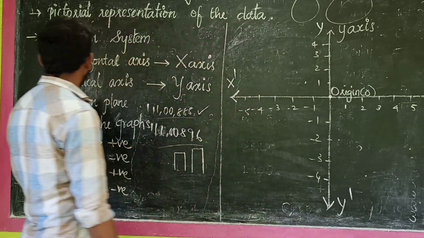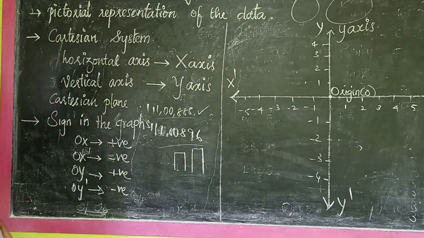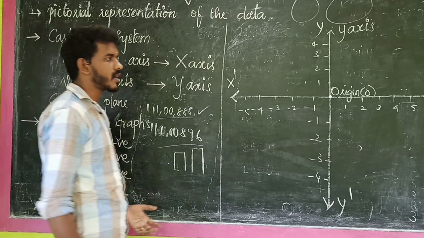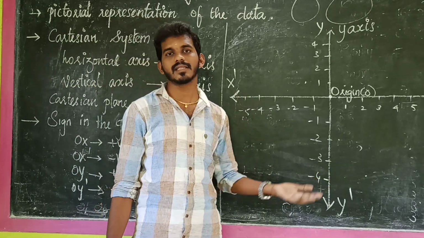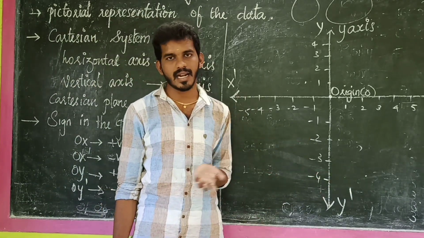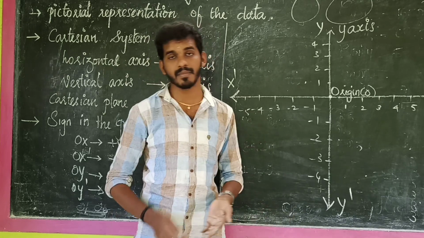Okay, so now look at here, Cartesian system. So the Cartesian system is nothing but we are talking about the x-axis and y-axis. That system is known as what? That is a Cartesian system or Cartesian plane, we can say.